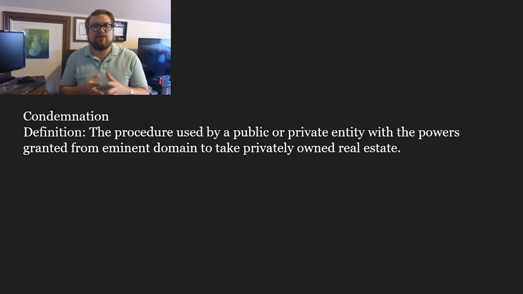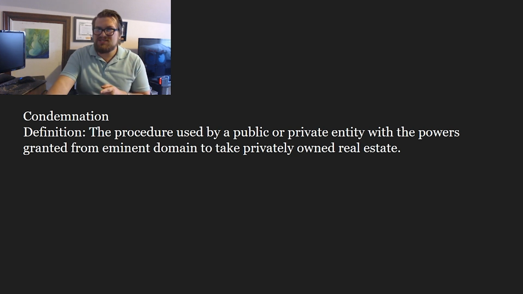Now let's talk about condemnation. Now, I know we're jumping ship a bit, but in a few moments, you're going to realize why they go hand in hand. So condemnation is the procedure used by a public or private entity with the powers granted from eminent domain to take privately owned real estate. Doesn't that sound a little bit familiar? Well, it is. See, condemnation and eminent domain are almost the same thing. The only difference is one is the right, while the other is the action to do that right. Or in other words, eminent domain is the right which grants the government to take privately owned land from someone, while condemnation is the action of taking that land. I hope that makes sense.